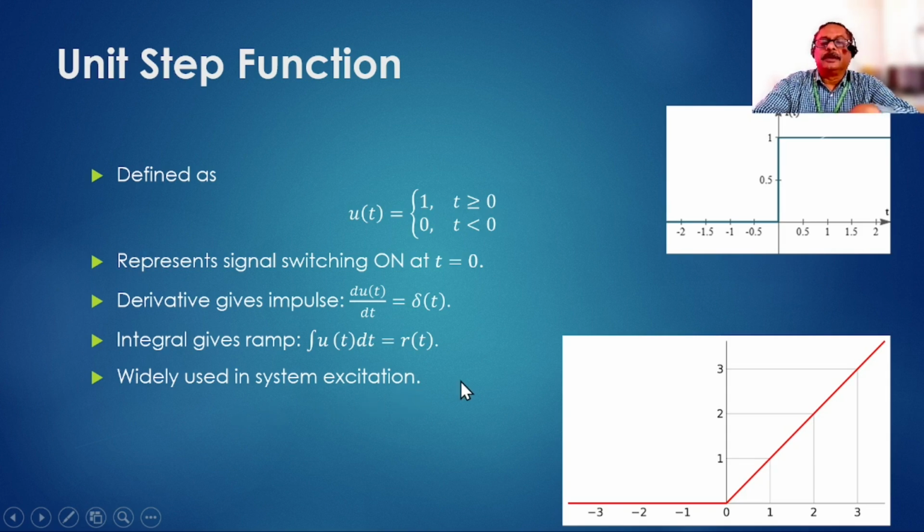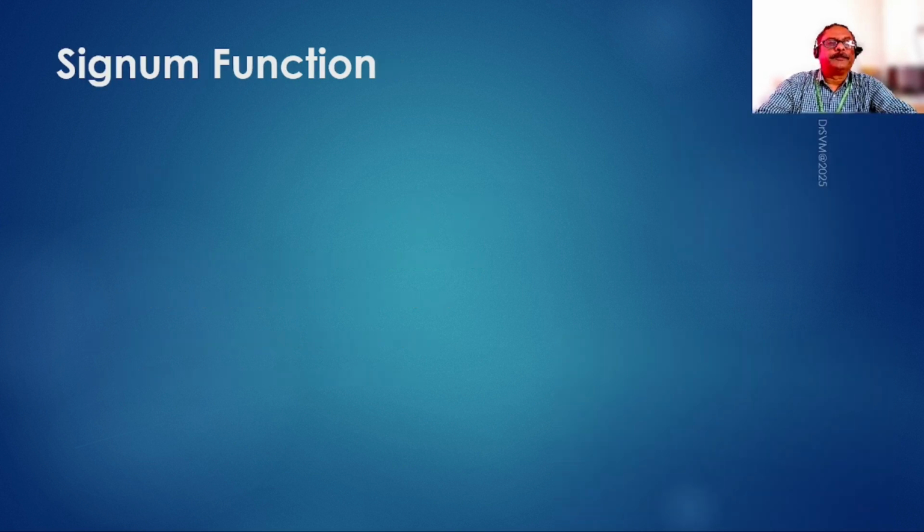So that's very widely used in system excitation. Whenever we are trying to excite a system or give input to a system, the most common input given to any system is a unit step function, because it just resembles what a switching action is.